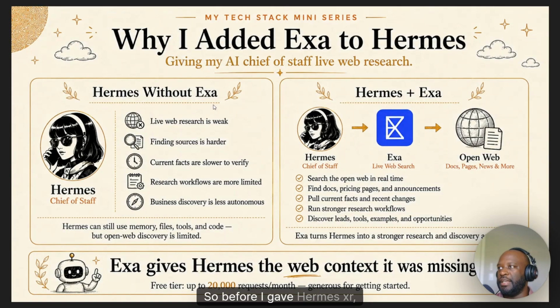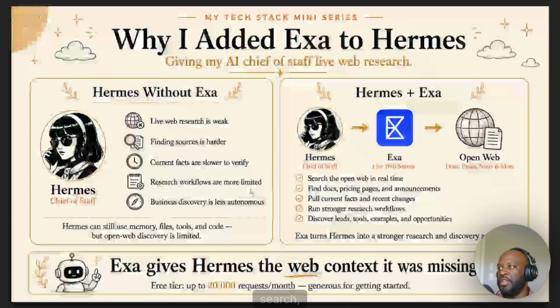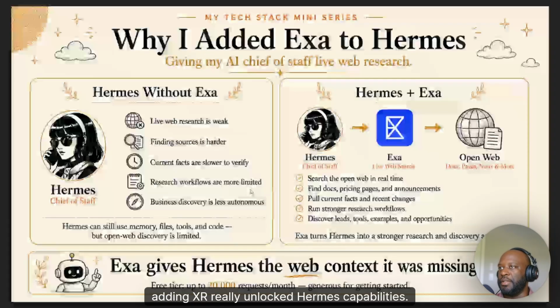So before I gave Hermes XR, Hermes basically could not do live web research. Finding sources was a lot harder, and the current facts were just a lot slower to verify. So the research workflow was really limited. And overall, the business discovery was just less autonomous. So today Hermes can search, but in terms of live search, adding XR really unlocked Hermes's capabilities.